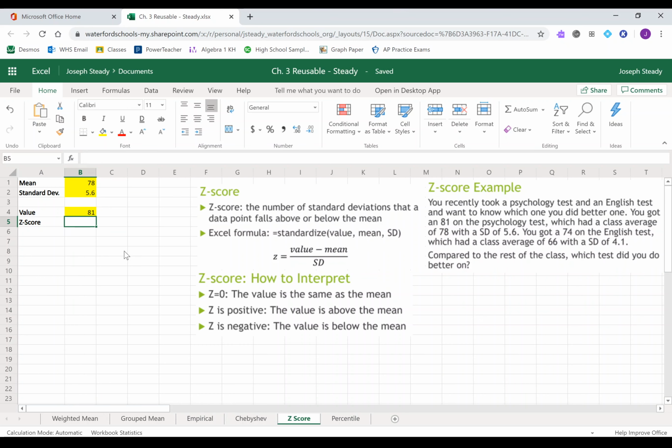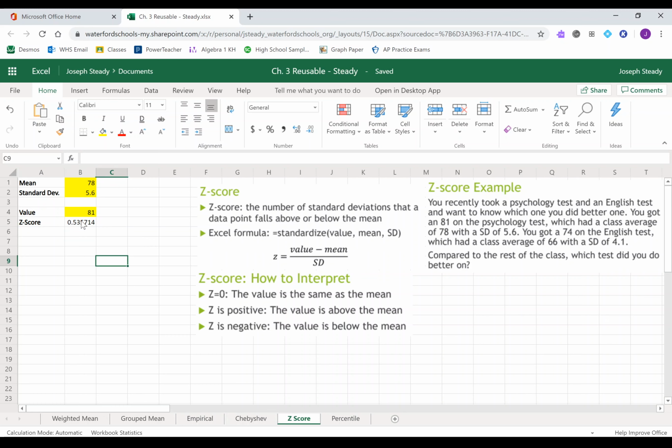Now to find z-score, we said there were two formulas we could use. I'm just going to calculate it by hand because the formula is easy enough. So equals, parentheses, the value minus the mean, close parentheses, divided by the standard deviation. And there we go. There is our z-score for my score on the psychology test.